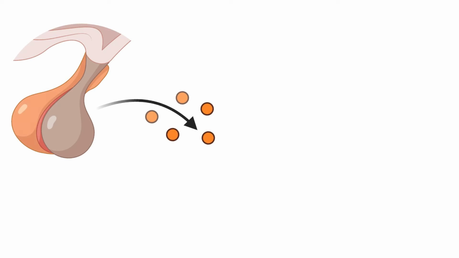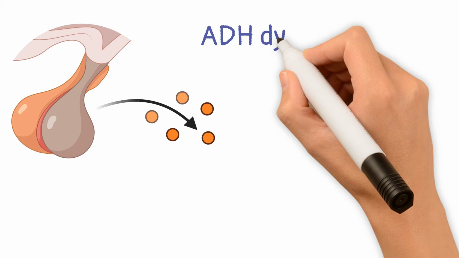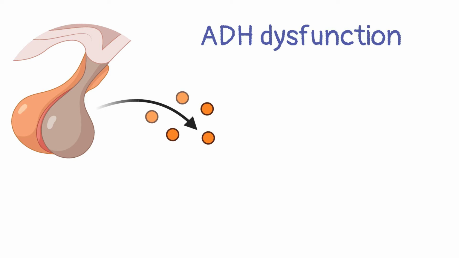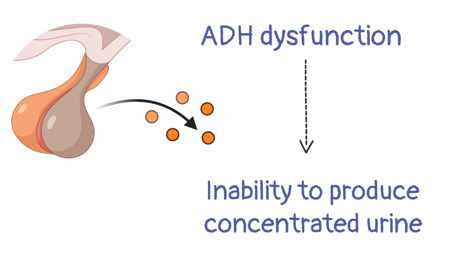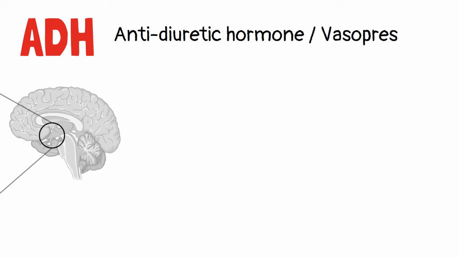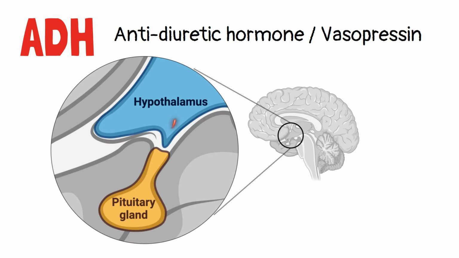Diabetes insipidus is a disease where there's inability to produce concentrated urine as a result of ADH dysfunction. This could be due to a deficiency or insensitivity of ADH. ADH stands for anti-diuretic hormone and it is also known as vasopressin. ADH is synthesized in the hypothalamus, more specifically in the supraoptic and paraventricular nuclei.